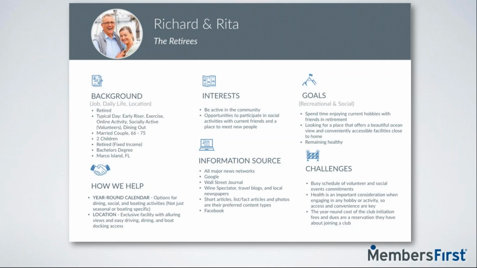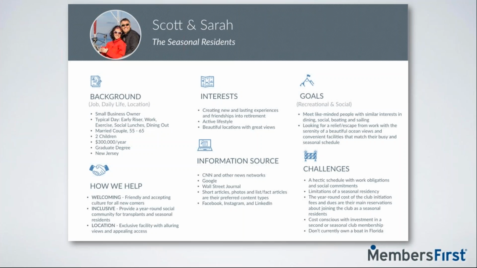We need to understand what their goals are, because we need to help them reach those goals and overcome the challenges. Challenges that Richard and Rita may have is that their busy schedule is filled with volunteer and social event commitments. So we need to make sure that the content that we're providing to them online fills a need for them. But at the same club, you may have a couple different buyer personas. At the club, you may have Scott and Sarah, the seasonal residents. For those clubs that are maybe down south and somebody's got a second home up north, you want to make sure you're creating content that is specific to not only Richard and Rita, but you also can't forget about Scott and Sarah.